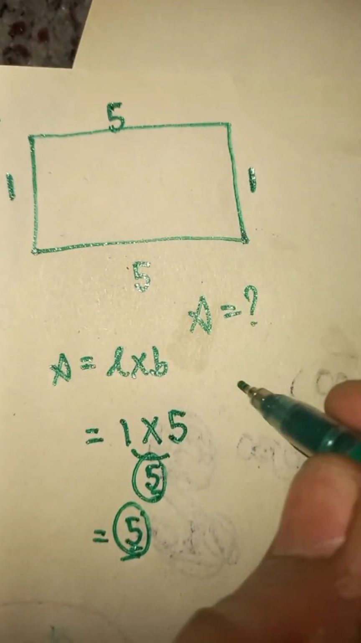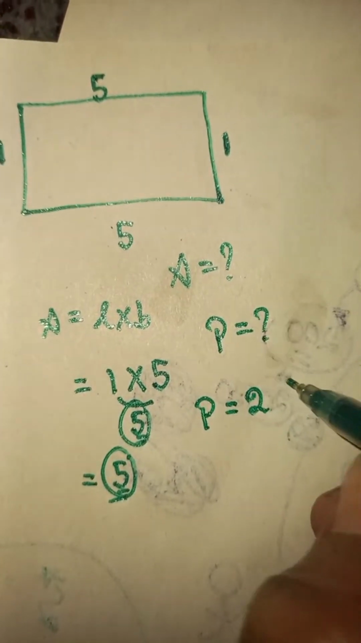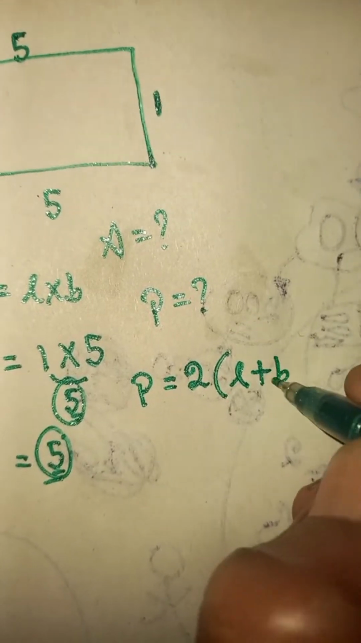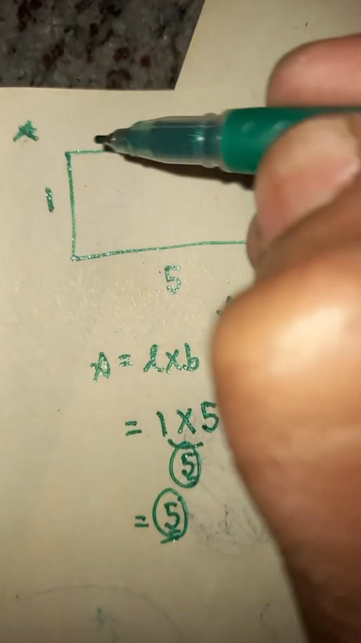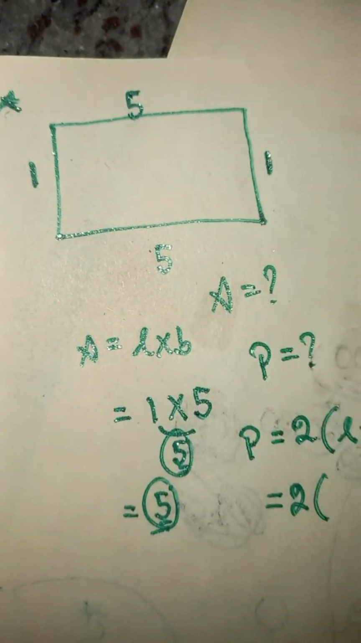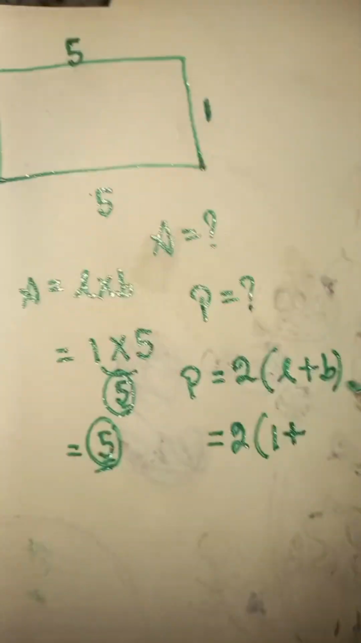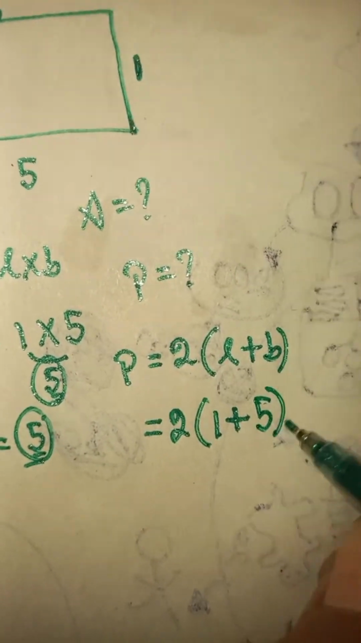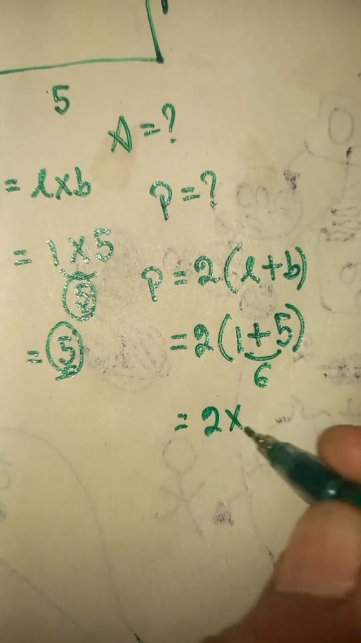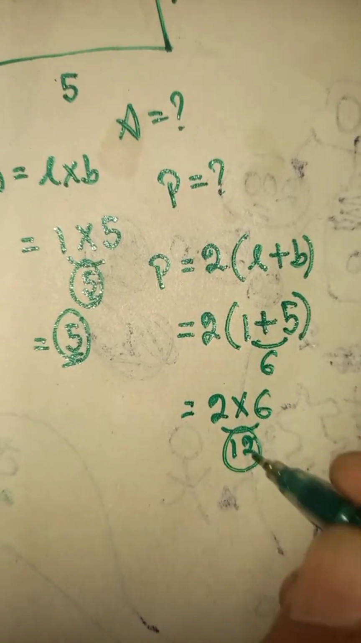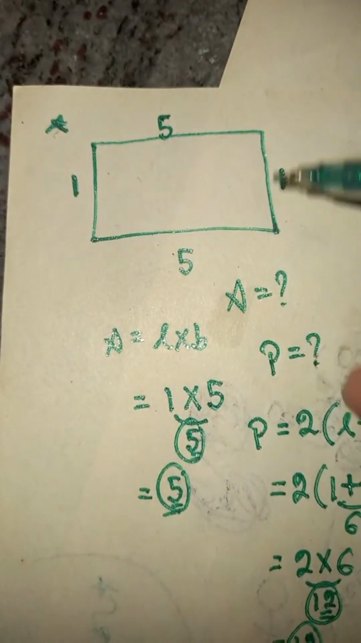Let's find out the perimeter. Perimeter of rectangle, you can find as 2 times length plus breadth. That is going to become 2 times, this is the length, which they have given as 1 unit, plus this is the breadth, 5 units. So it becomes 2 times (1 plus 5). 1 plus 5 becomes 6, so it is 2 times 6. 2 times 6 is 12. So 12 units is the perimeter of this rectangle.